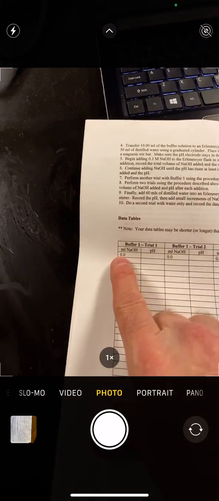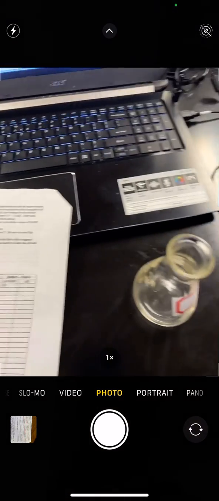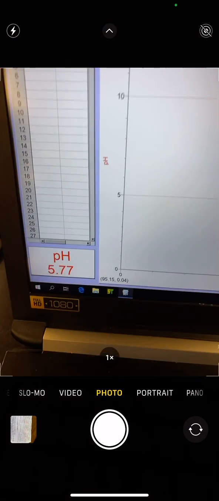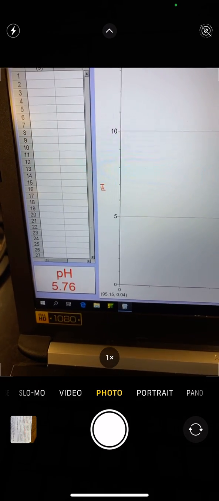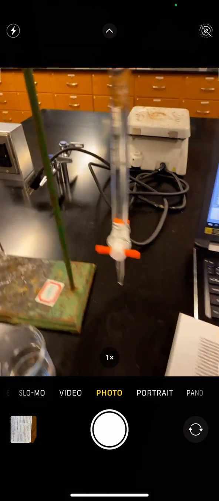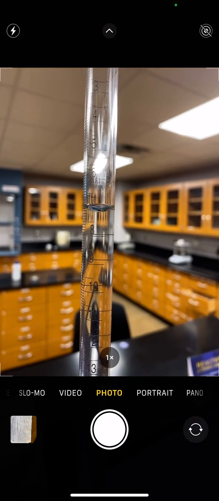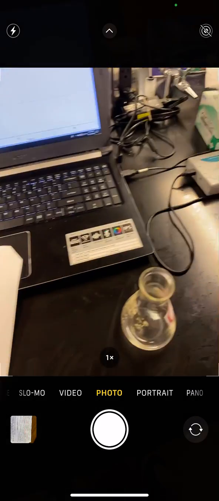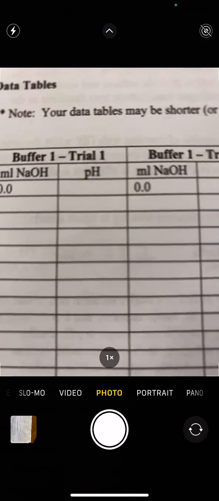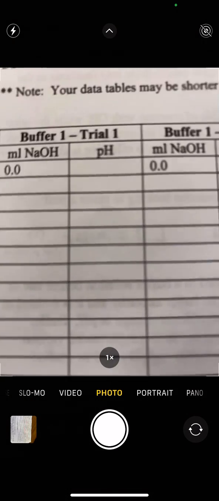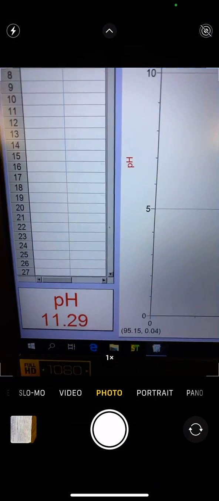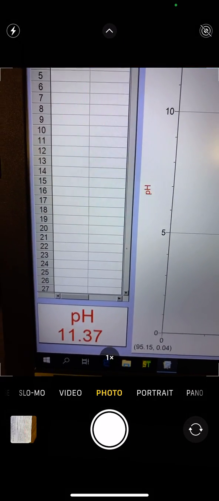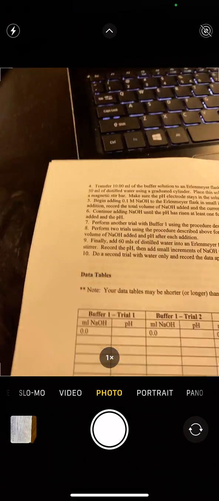So now you say 1 more milliliter. We measure the pH. .76. Add another milliliter. It's pretty close. Put the probe in here. So you're writing 1 milliliter, 1 milliliter, 1 milliliter down that column, and then recording the pH. So that 1 milliliter changed the pH to 11.37.